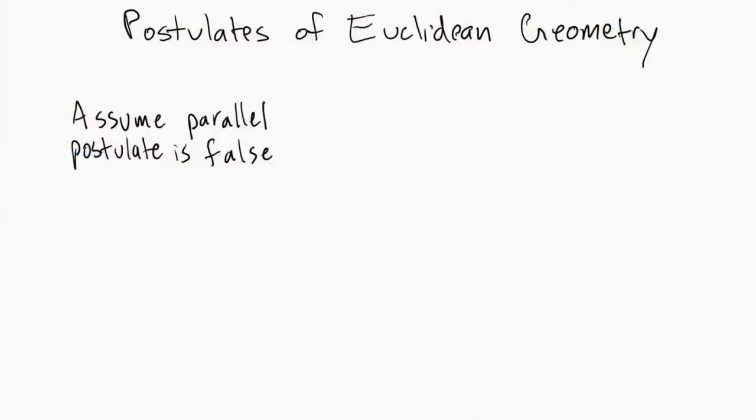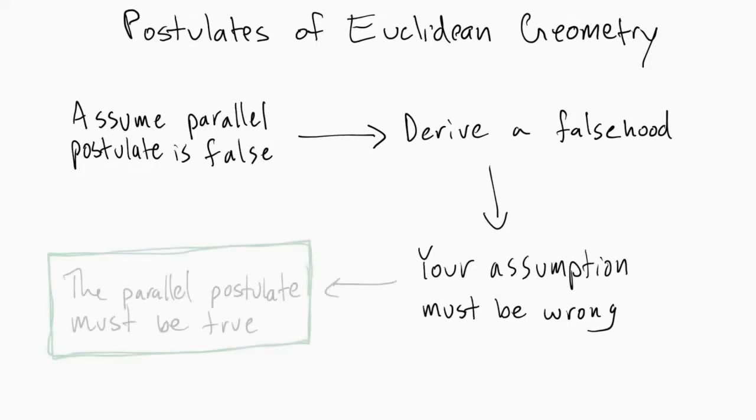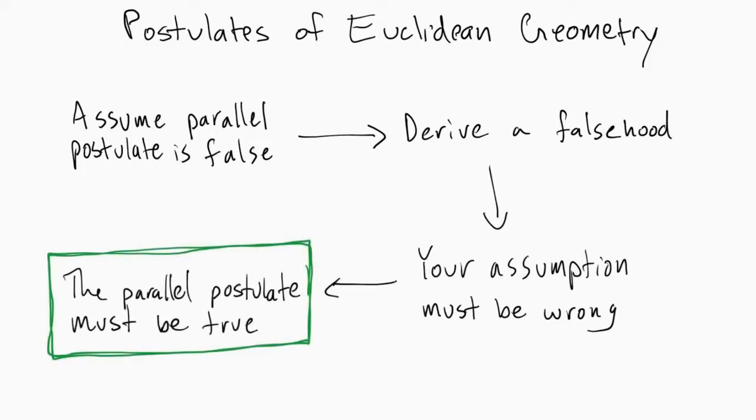First, assume the parallel postulate is false. Then, derive a falsehood, that is, something that contradicts one of the first four postulates. Well, since you derived something wrong, your assumption must be wrong, which means the parallel postulate must be true. This is how geometers first started experimenting with a world where the parallel postulate isn't true. It's ironic. The first people to study non-Euclidean geometry were actually trying to prove that it didn't exist. But they couldn't do it.